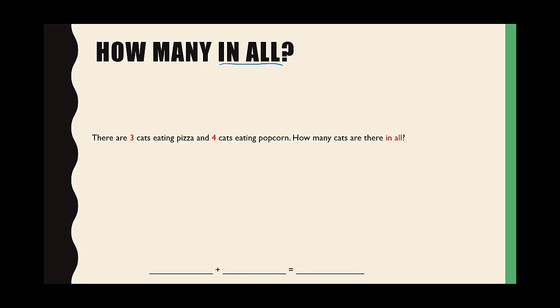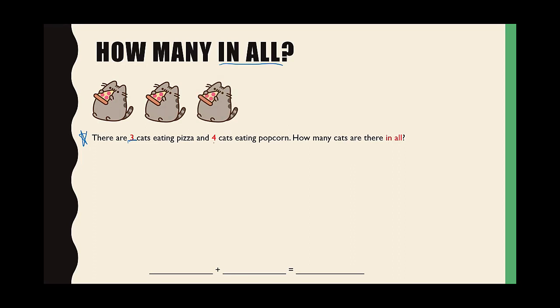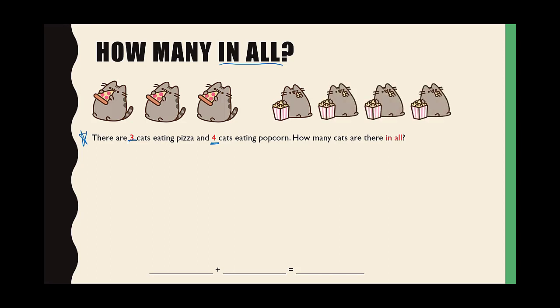So let's go ahead and read our math word problem right here. It says there are 3 cats eating pizza. 1, 2, 3. And 4 cats eating popcorn. 1, 2, 3, 4. Then it says, how many cats are there in all? So we want to figure out how many cats do we have eating snacks in all. And what we can do is we can use our 10 frame to help us.